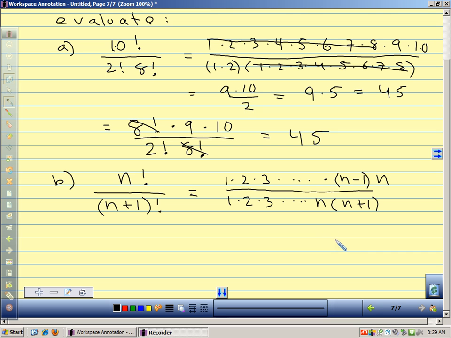So what cancels here? Everything all the way up to n. This whole thing is going to cancel with all of this. This is all the numbers from 1 to n multiplied together. This is all the numbers from 1 to n and one more multiplied by each other. So all I end up with here is 1 over n plus 1.